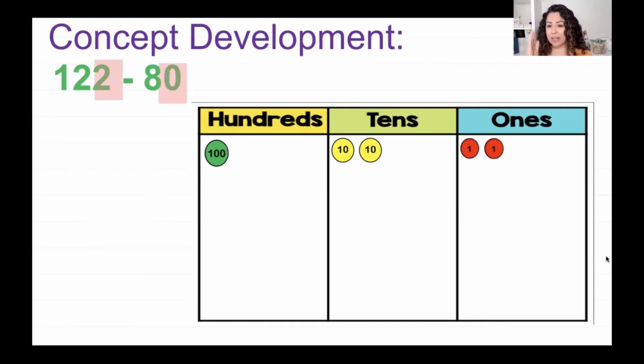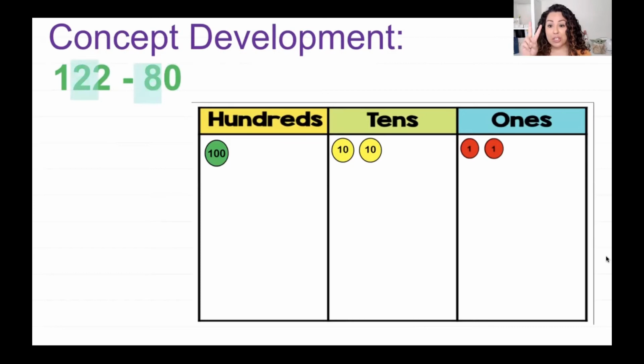So if I were to line those up, I have 2 ones, take away 0. Do I have enough to subtract? Yes, I have enough because 2 take away 0 is 2. Now, what I want us to do is I want us to look at our tens.